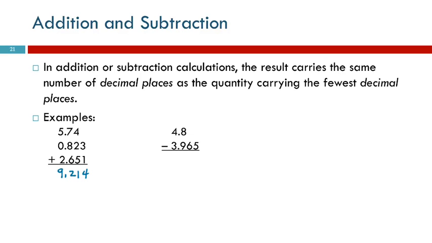So one way of explaining this is let's look at these numbers and identify which is the uncertain digit. 5.74, which one's uncertain? The 4. How about 0.823? The 3. And 2.651? The 1. It's the last digit. That's the uncertain one. When I'm adding these together, here I have a 3 that I'm not sure about and a 1 that I'm not sure about. Can I be certain about the 4? No. That is uncertain. So I'm going to underline that because that's iffy.